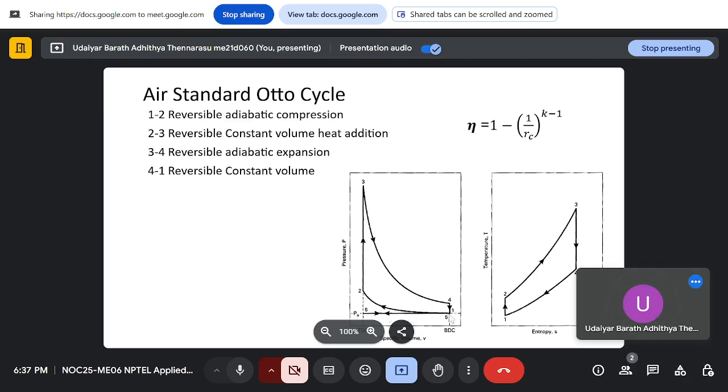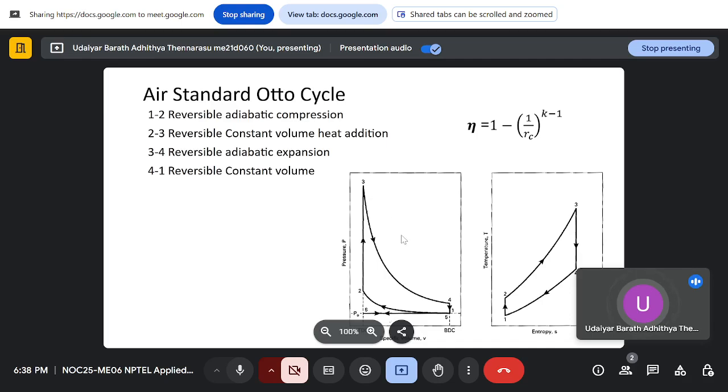So we have these 4 processes. First is a compression process, 1 to 2, which you consider to be a reversible adiabatic or isentropic process. Then 2 to 3 is a constant volume heat addition. Then 3 to 4 is your expansion, the working stroke or the power stroke, where you get the power. And 4 to 1 is your exhaust, which is considered as heat rejection.